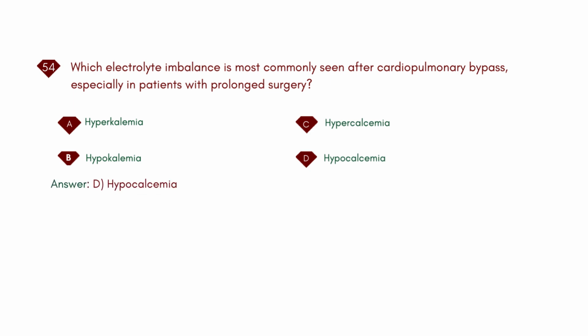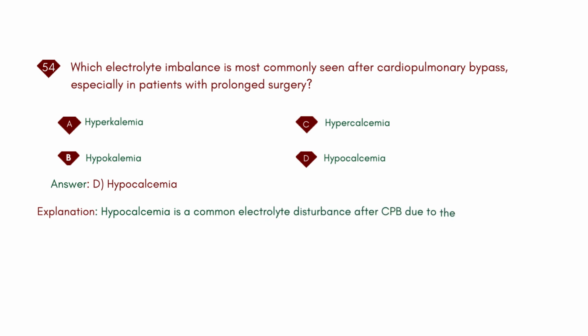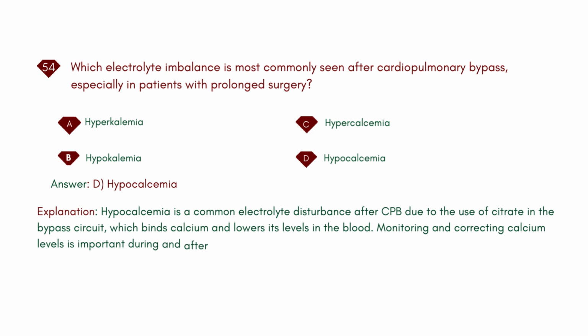Hypocalcemia. Explanation: Hypocalcemia is a common electrolyte disturbance after CPB due to the use of citrate in the bypass circuit, which binds calcium and lowers its levels in the blood. Monitoring and correcting calcium levels is important during and after surgery to prevent complications such as arrhythmias or bleeding disorders.